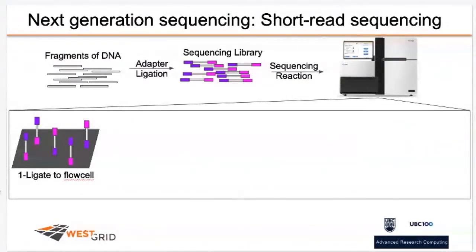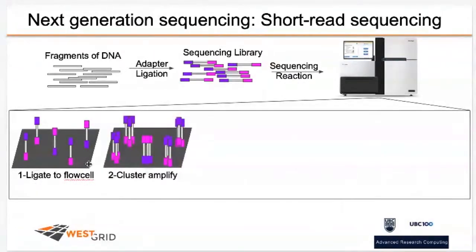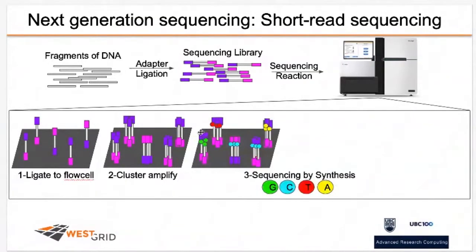And so on this machine, these short pieces of DNA with these adapters are going to ligate to what's called a flow cell. They're then going to amplify into small clusters. And then we're going to proceed with sequencing by washing over these fluorescently labeled nucleotides across the entire flow cell. So when a nucleotide matches to a given piece of DNA at a given spot, after being excited with the laser, it will emit a fluorophore and a picture will be taken.